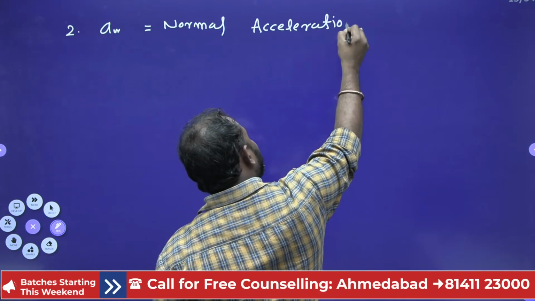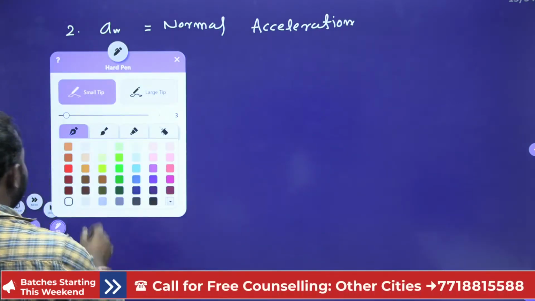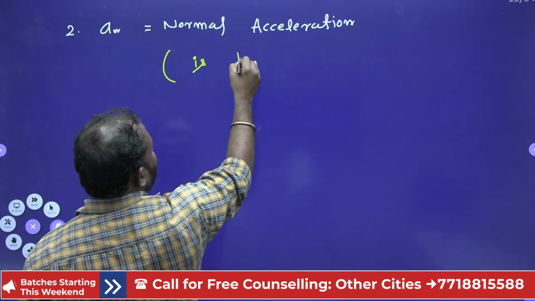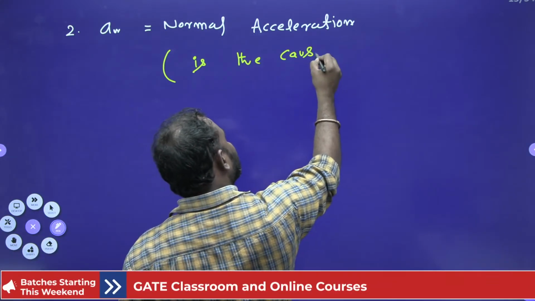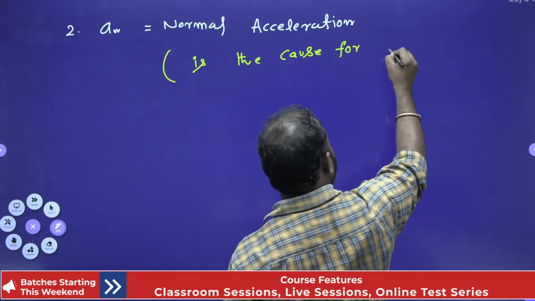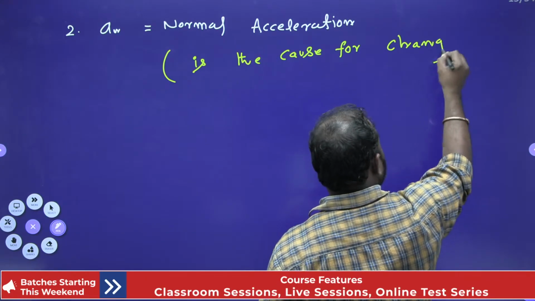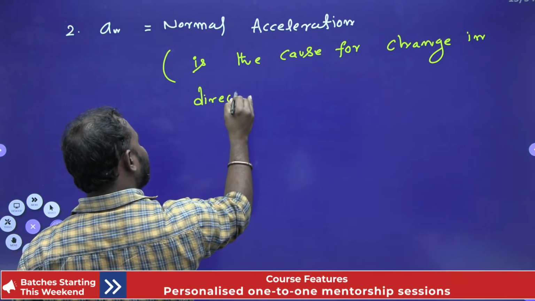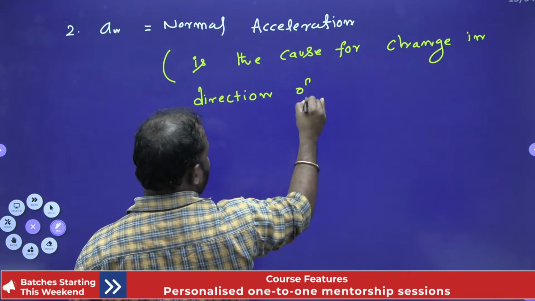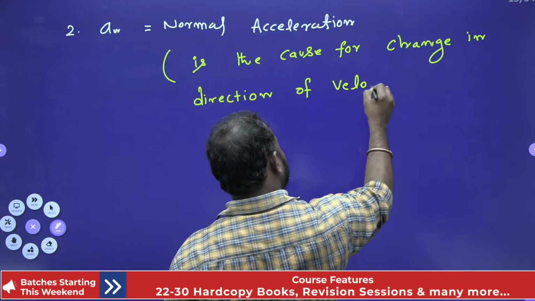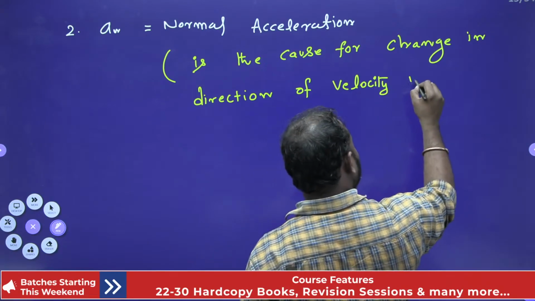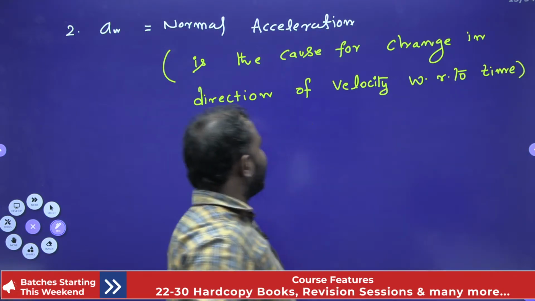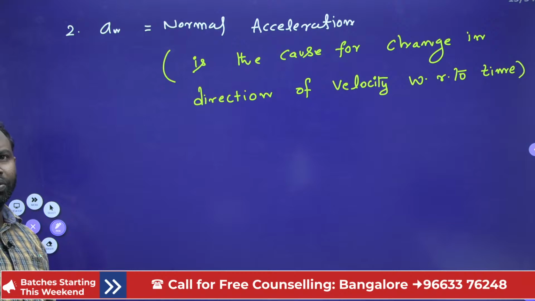So this normal acceleration is the cause for change in the direction of velocity with respect to time, all right. Change in direction of velocity with respect to time, okay, right.